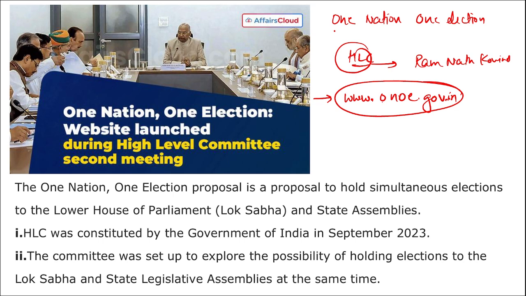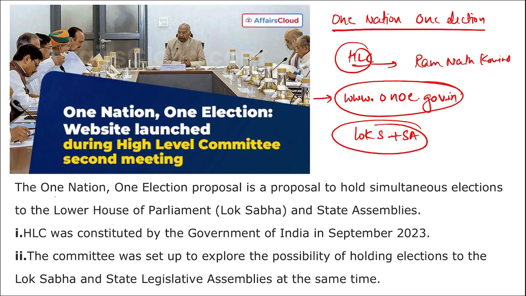And what is this One Nation, One Election? If we discuss, this is a proposal that was basically to hold simultaneous elections of the Lok Sabha and state assemblies, right? For Lok Sabha and state assemblies, in order to have the elections simultaneously, this was proposed. Correct? Mark this.